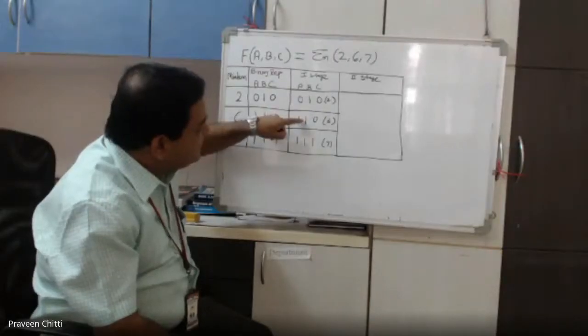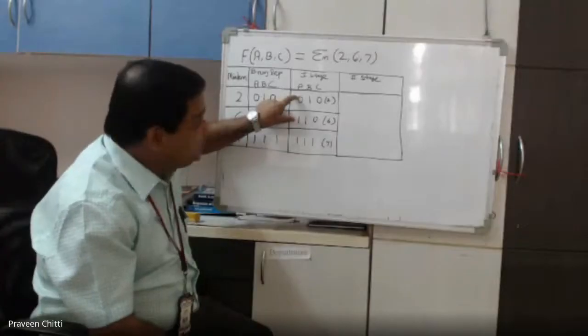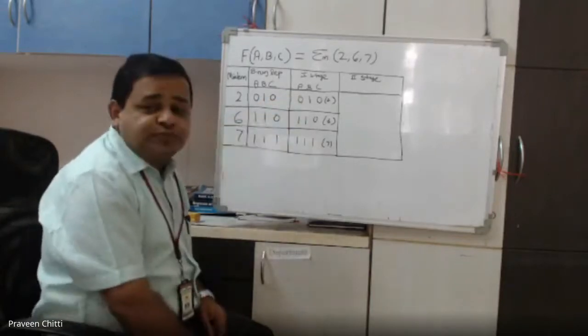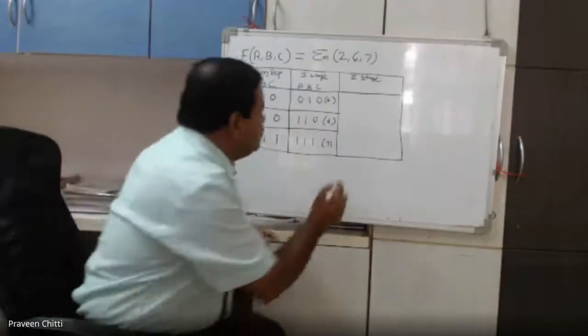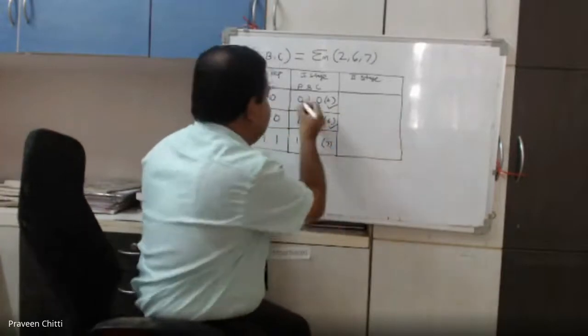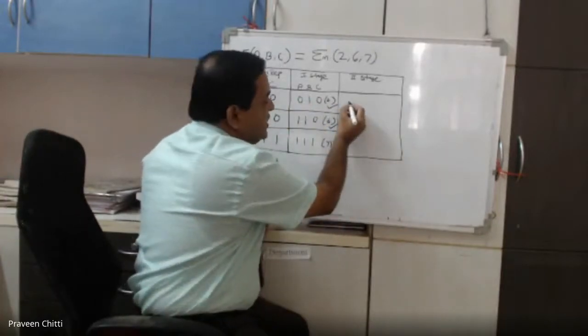Different. 1 and 1? Same. 0 and 0? Same. That means how many bits are changing between the first element of the first group and the first element of the second group? Only 1 bit is changing. So what you should do is combine these two, and wherever the bit is differing, what do I have to write?